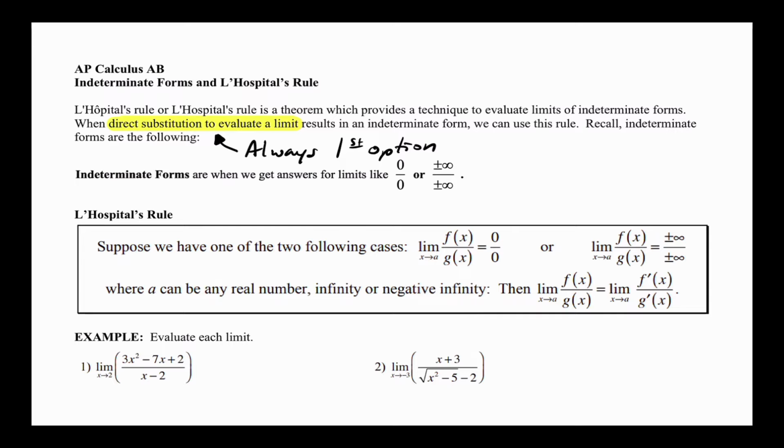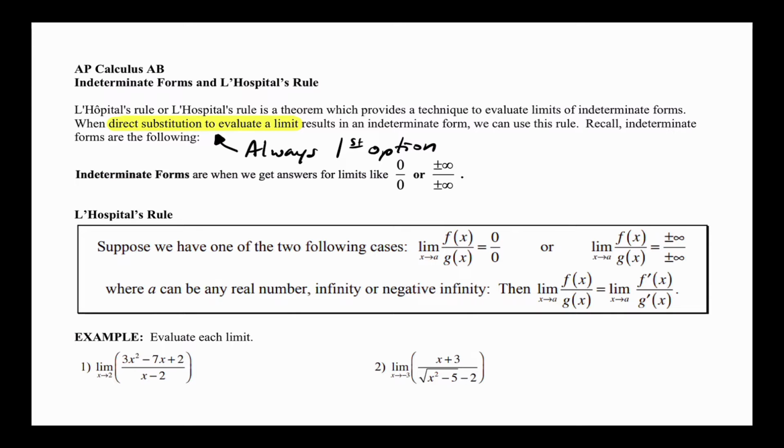So L'Hopital's rule, it's spelled a little differently. It's named after a Frenchman. I can't remember his first name, but his last name was L'Hopital. Sometimes it's spelled like hospital, l'hospital, but it's not. It's L'Hopital. It's French. So L'Hopital's rule is a theorem which provides a technique to evaluate limits of indeterminate forms.